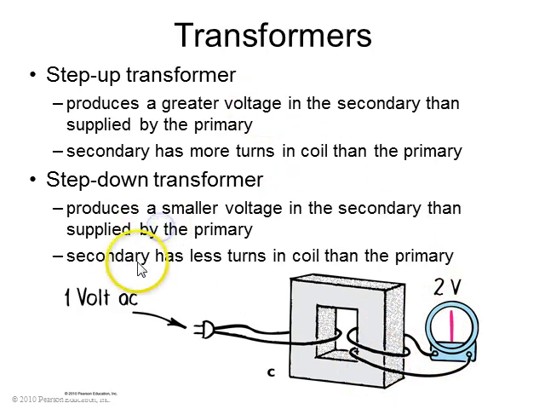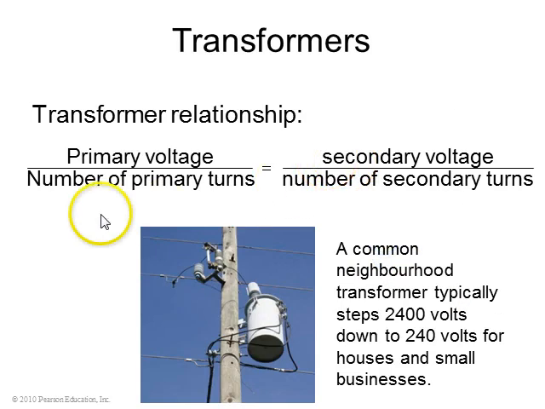And a step-down transformer has fewer turns in the output coil than in the input coil, and so it produces a smaller voltage. So here's the relationship. Primary voltage divided by the number of turns in the primary equals the secondary voltage divided by the number of turns in the secondary.